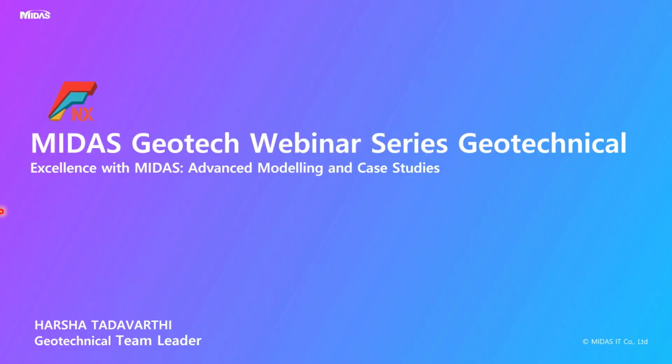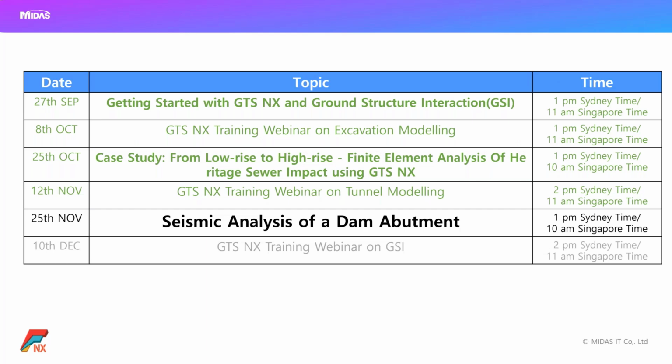Yep. So the section today which we are dealing with is the seismic analysis of the dam abutment. This is the 5th session in the entire training series. We completed the ground structure interaction in the very first session, and then there was a training webinar wherein we created the entire model of excavation, and then we had a case study wherein the finite element analysis of a heritage sewer using GTS was discussed, followed by a training webinar on tunnel modeling. And now comes the seismic analysis of the dam abutment, which I will be discussing now.